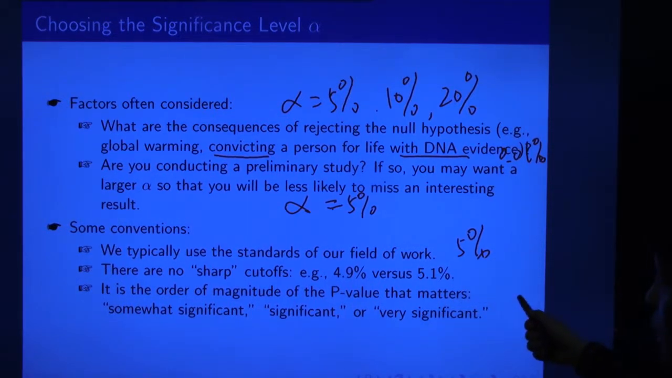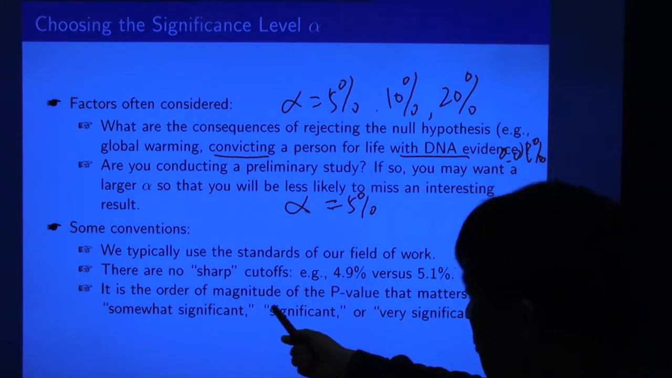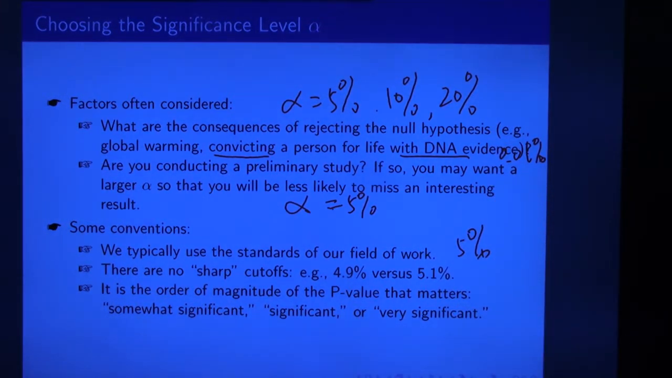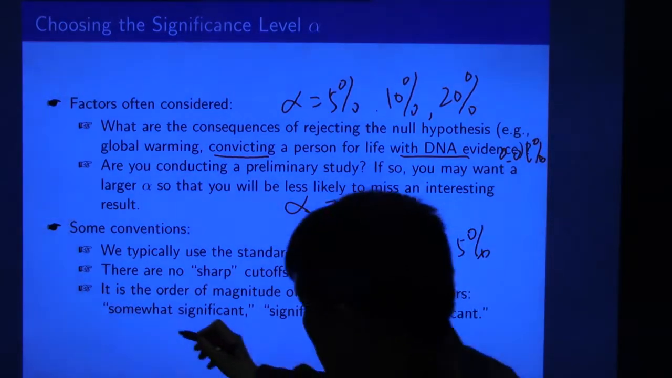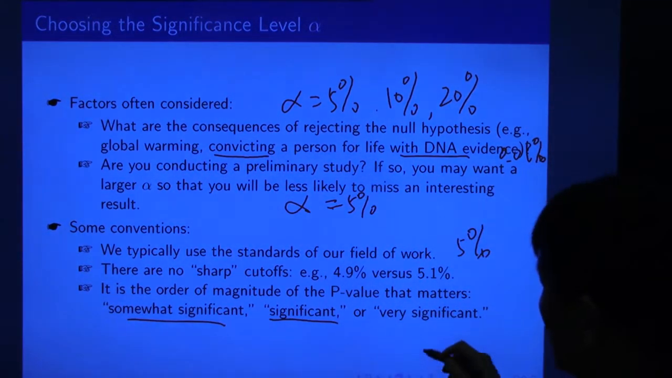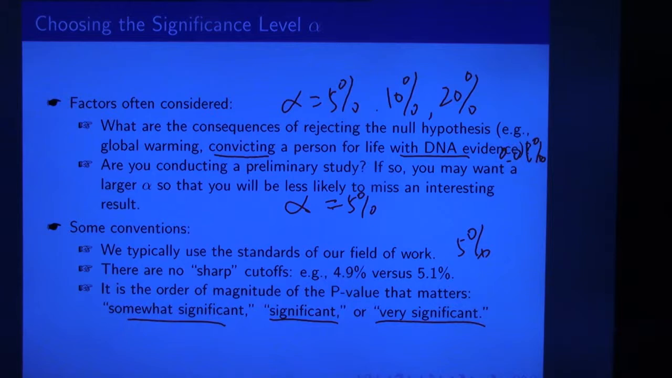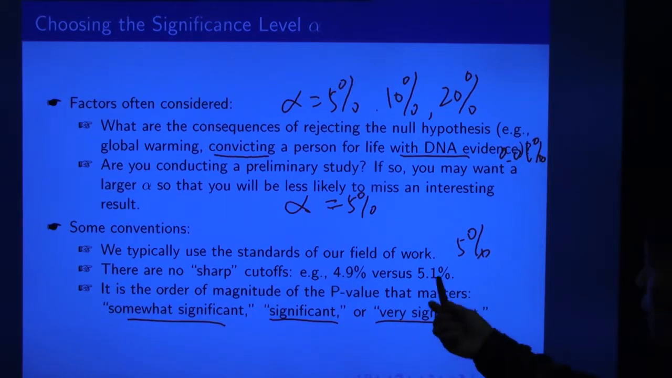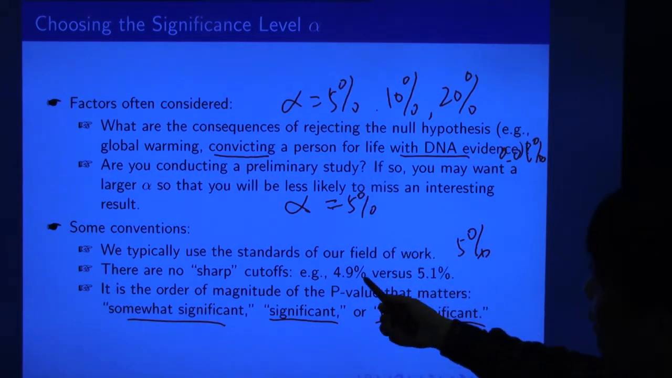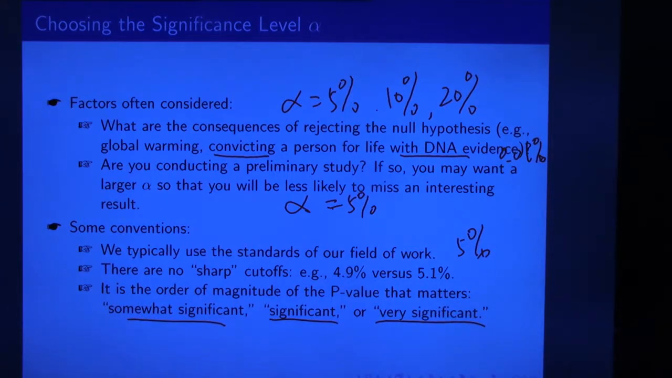The important thing is the magnitude of the p-value: somewhat significant or very significant. But for the choice of a significance level alpha, we don't need to have a sharp cutoff. We can just use 5% or 1%. The significance is from the p-value.